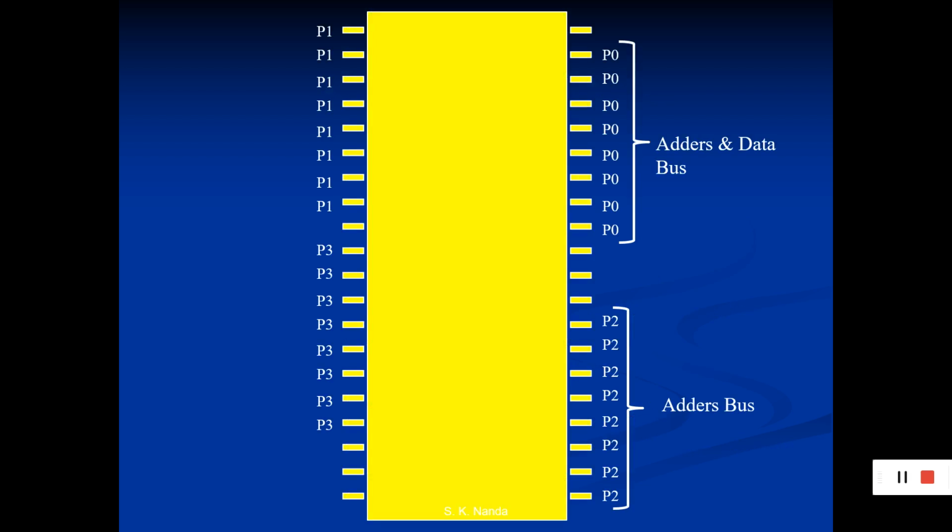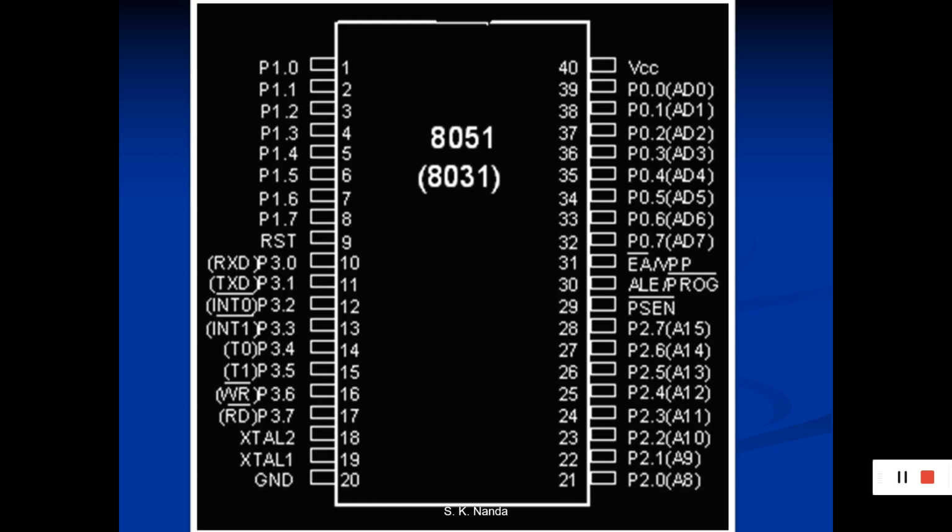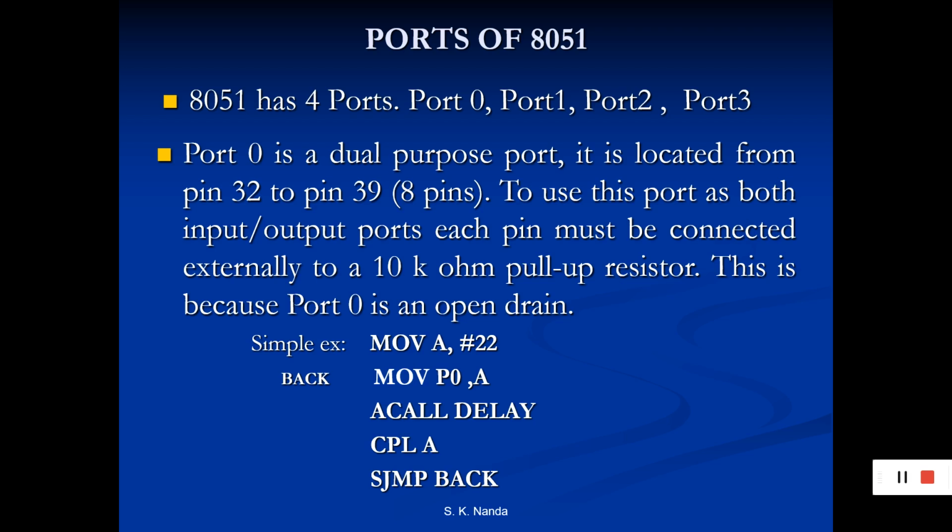Now talking about the ports. We know there are in all 4 ports. Port 0, port 1, port 2 and port 3 in 8051. We have seen this in the pin diagram also. Pin number 32 to 39 is assigned to port 0. Pin number 1 to 8 is assigned to port 1. Pin number 21 to 28 is assigned to port 2, and pin number 10 to pin number 17 is assigned to port 3. अब इसमें हर किसी का अलग अलग तरीका है काम करने का. So we'll see what is their function.